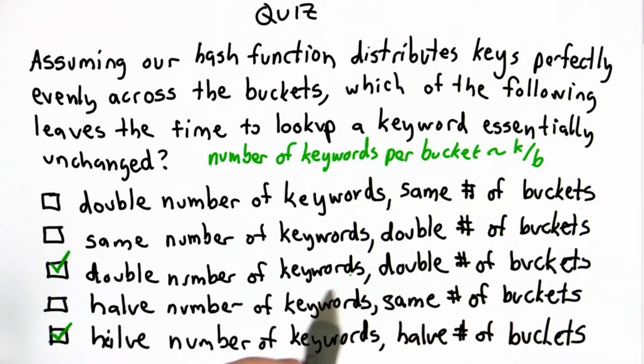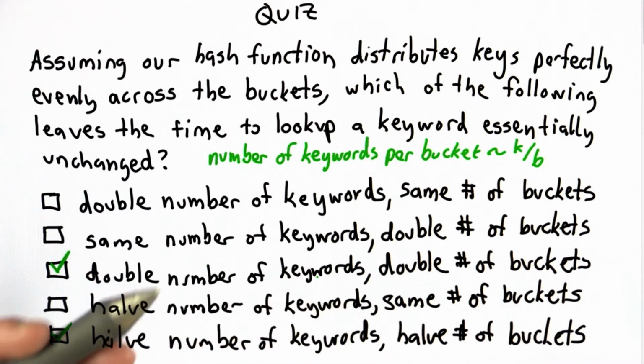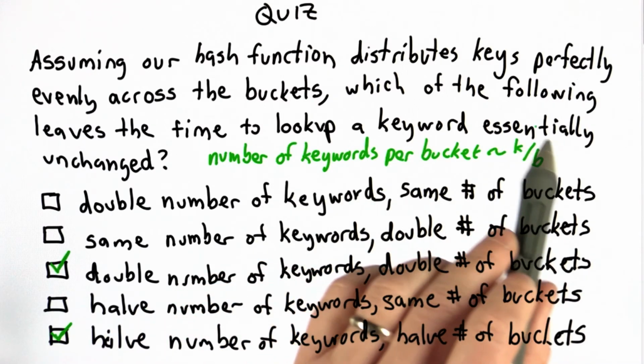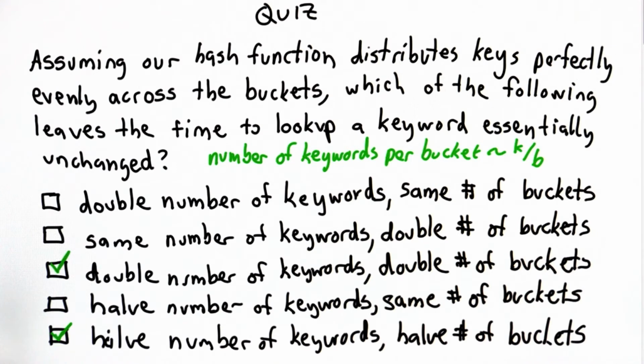The time to find the bucket is very fast, right? We just need to run the hash function and find that element of the list. Neither of those depends on the size of the list. And then we have to look through that bucket, through each element in the bucket one at a time. So if we keep the number of keywords per bucket the same, the lookup time stays essentially the same. So that's the great property that hash tables have. If we double the number of buckets as we double the number of keywords, the expected lookup time doesn't change.